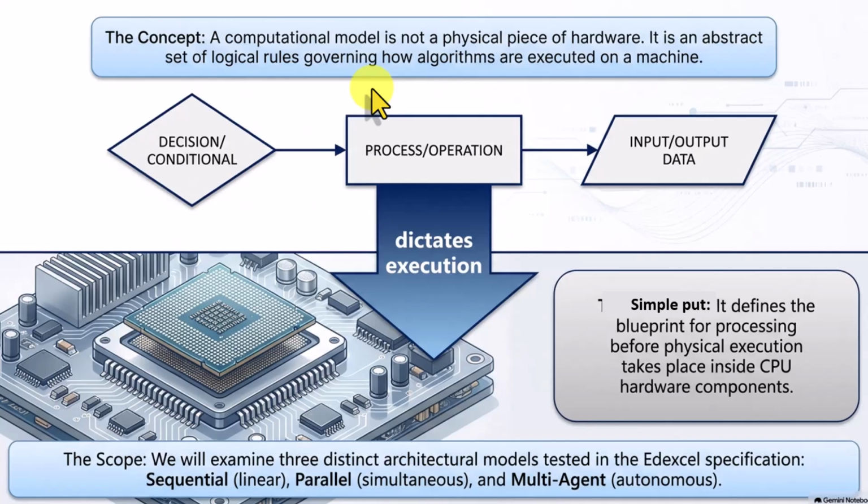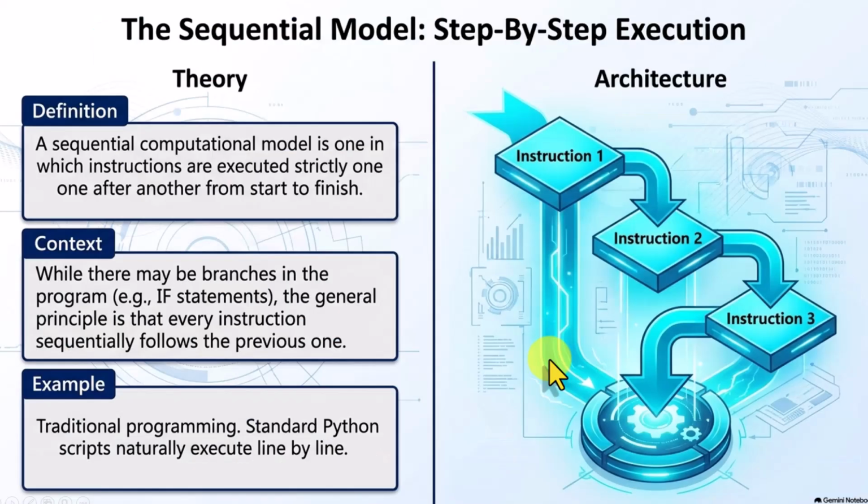Then architectural models, they'll be discussing how hardware works. So simply, computational models dictate execution to the hardware. Or simply put, it defines the blueprint for processing before physical execution takes place inside CPU hardware components. So that is computational model. And now we will be discussing some architectural models, which are about the hardware and how simply they work. In this video, we will be talking about three distinct architectural models, which are sequential, parallel, and multi-agent. So let's study what they are.